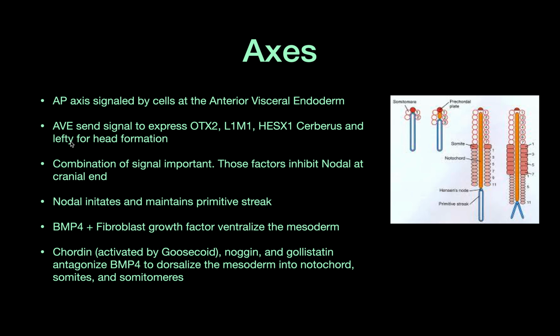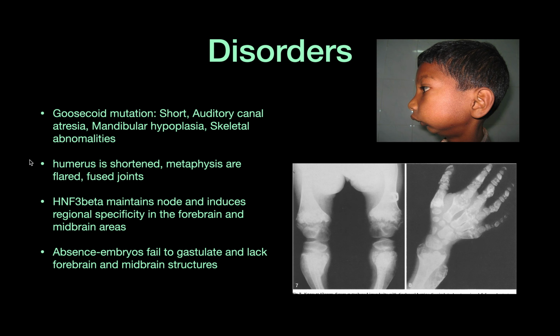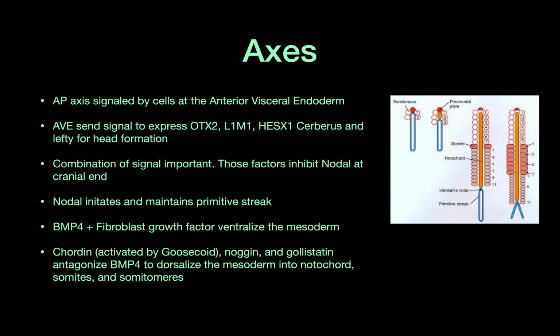like Lefty, for example, will be coding for the left side of the brain, and if it is mixed with another, more inhibitory signal, then the right side will develop. These factors all inhibit nodal at the cranial end. Makes sense. Nodal initiates and maintains the primitive streak, so that's more towards the dorsal end.